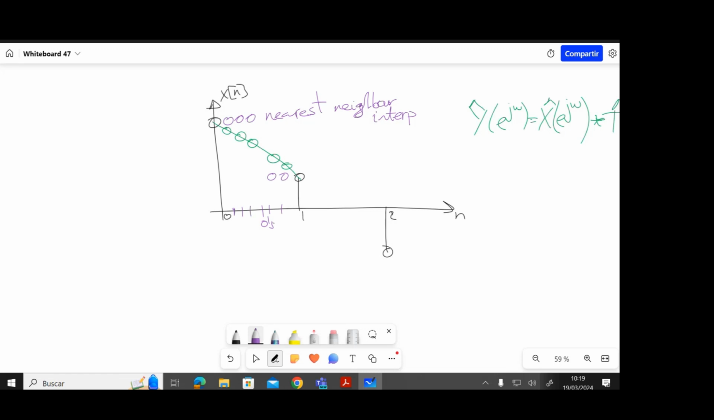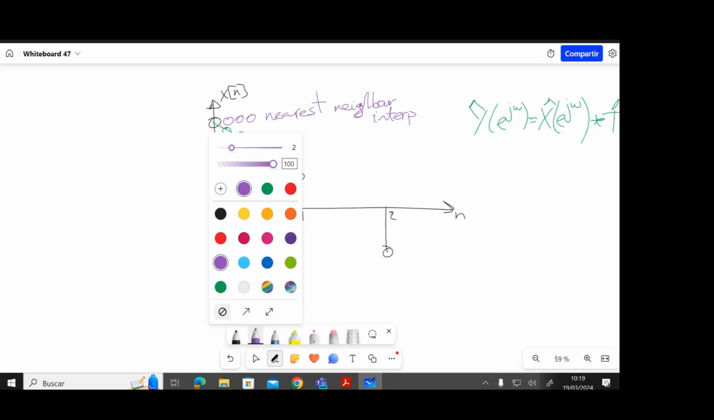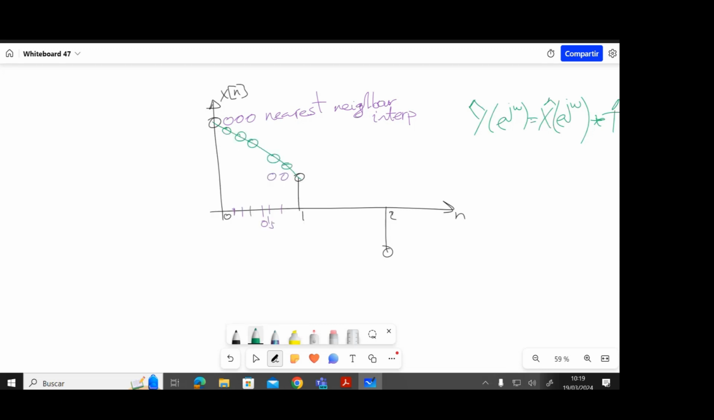How would you call this one? Interpolation means inventing the values. So you don't have the values in between, then you have to invent them. This is called interpolation. So how would you call this one? Linear interpolation. So what you are doing is fitting a line, then you evaluate the line at the location you want. This is in 1D.